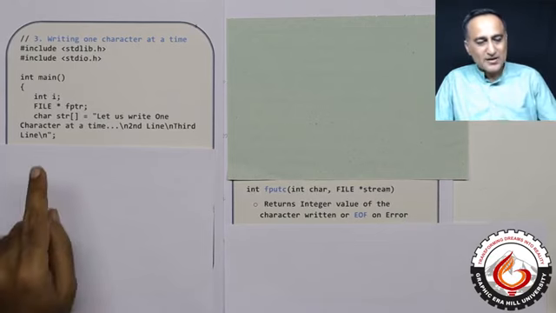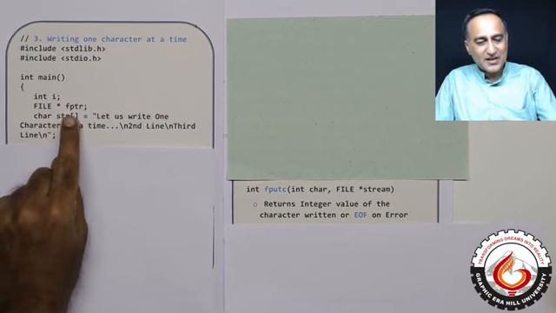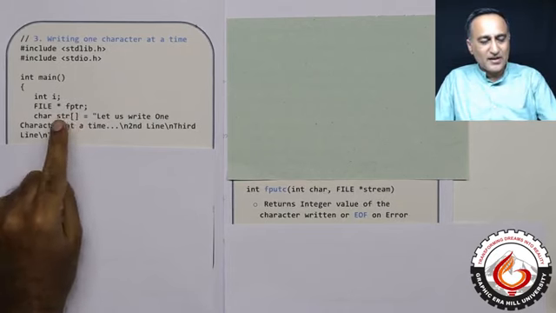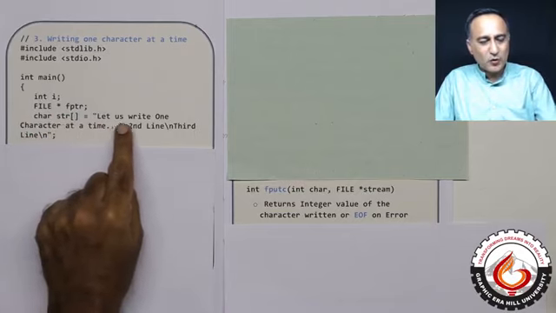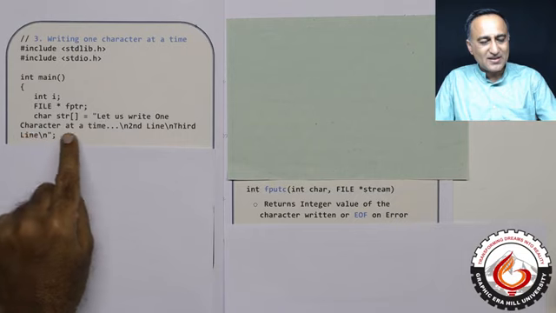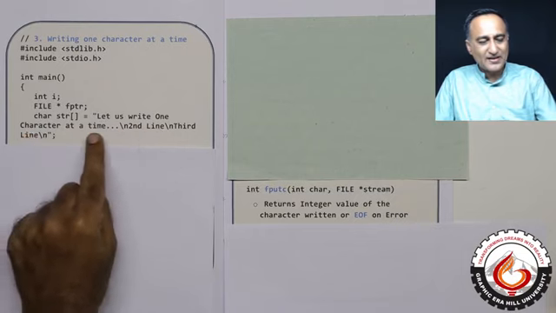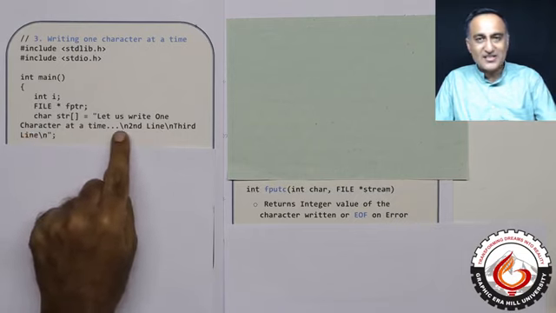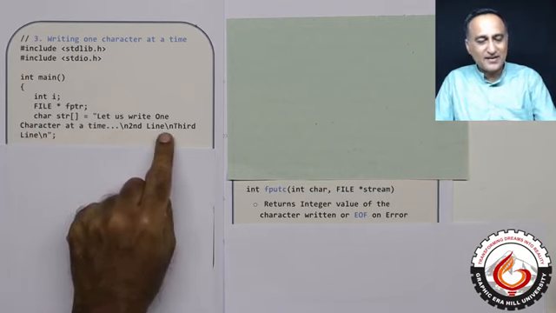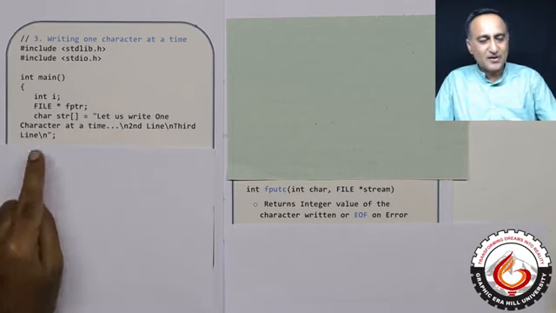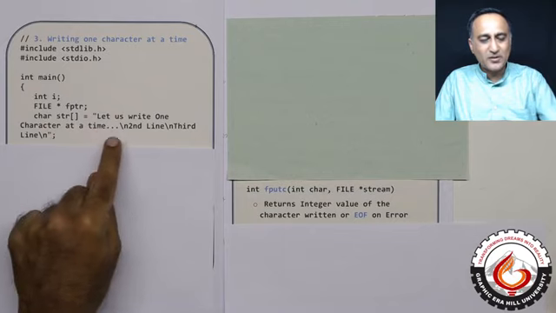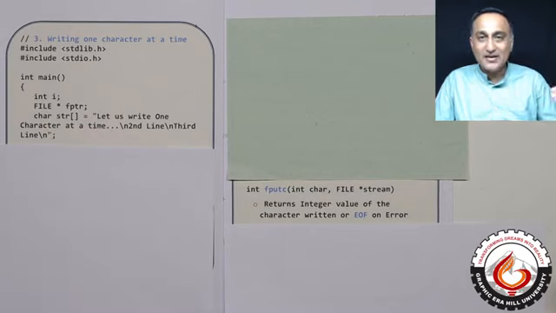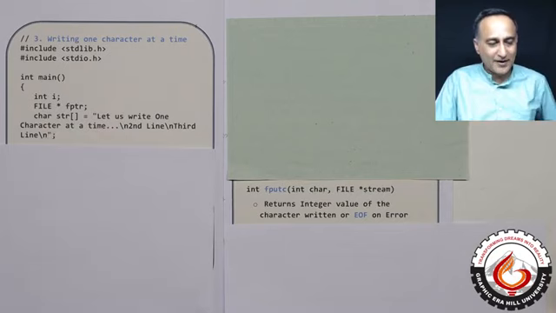So the first thing I am doing is declaring FILE *fptr. Then I have declared a string with the following content. The string contains "let us write one character at a time", followed by \n, which stands for the enter key, then a second line, enter key, third line, enter key. Once I show you the demo of this program on the screen, you can see that 3 lines are going to be written, because the enter key has also been written into the output file.